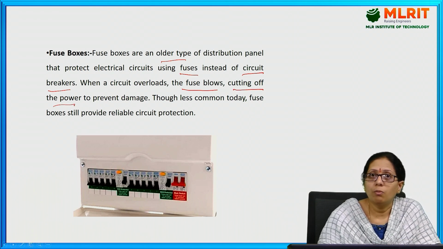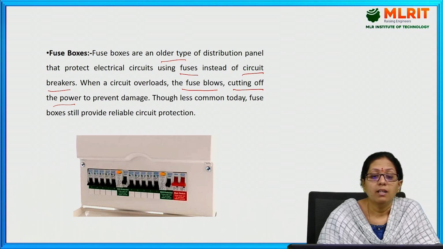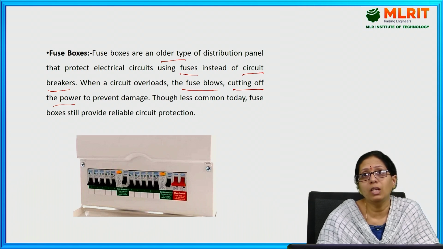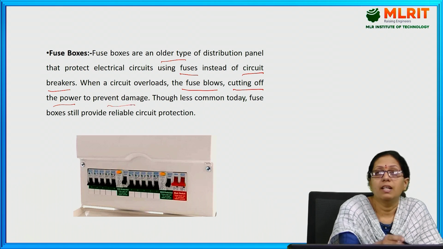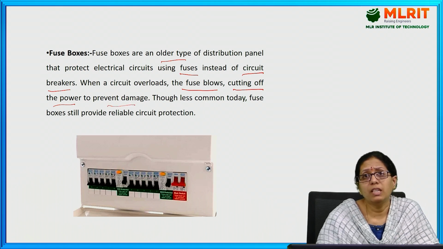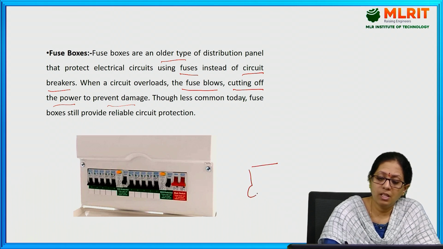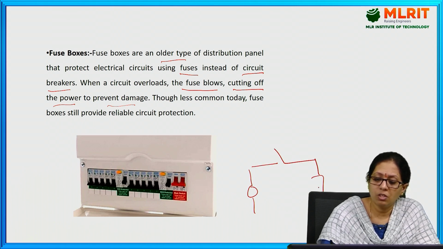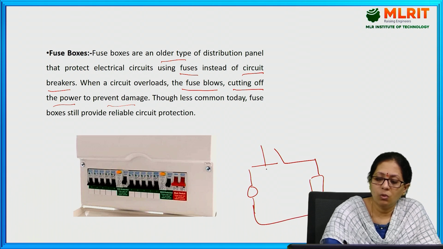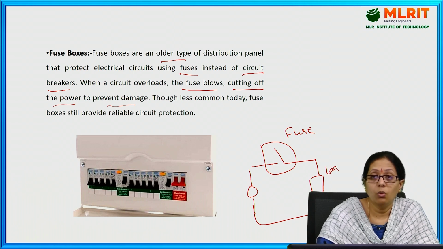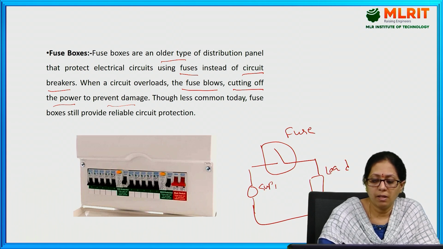When the fuse blows, it becomes open circuited and current will not flow from the supply to the load, to prevent damage. It measures the current, and whenever the current crosses the maximum capacity of the fuse, it blows and the fuse is open circuited. So there will be no connection between the supply and the load. This is the fuse box. This is the load. This is the supply.